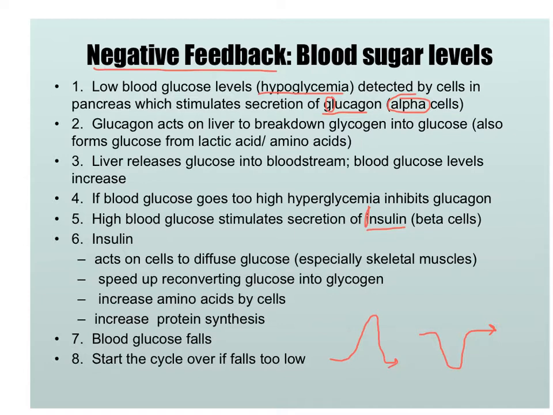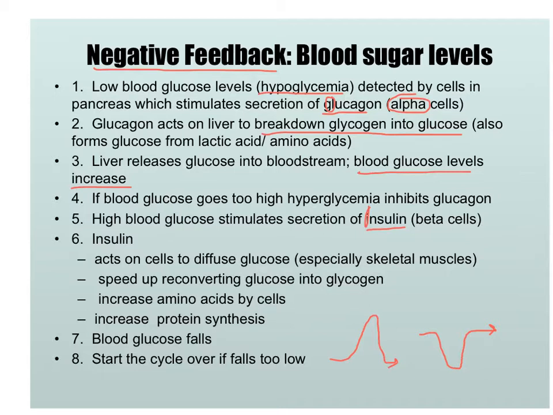Now the liver is the main storage of glycogen. That's where animals store their glucose in a carbohydrate called glycogen. The liver is the main storage of this. Glucagon tells the liver that the blood glucose is too low, and it tells the liver to break down glycogen into glucose and release it into the blood. Obviously, when the liver releases glucose into the blood, blood glucose levels will increase.